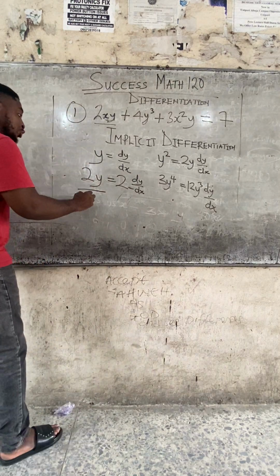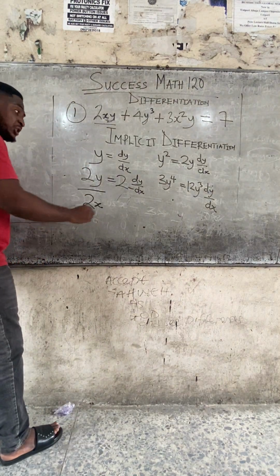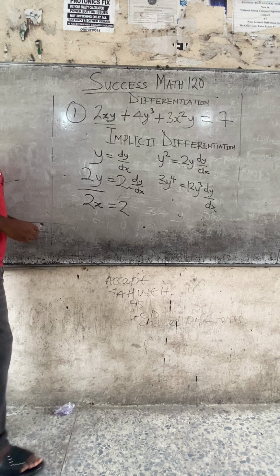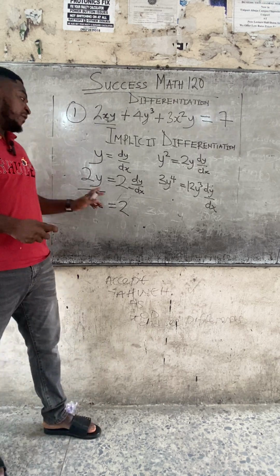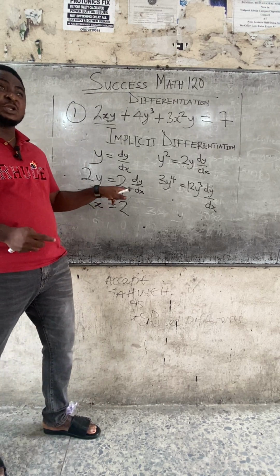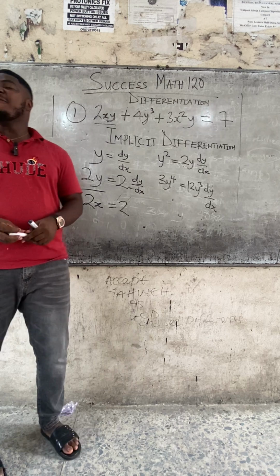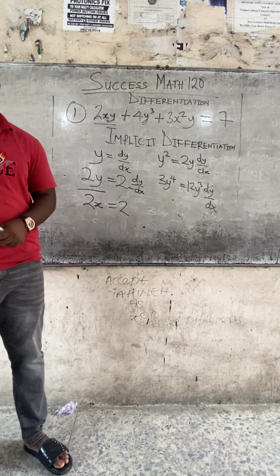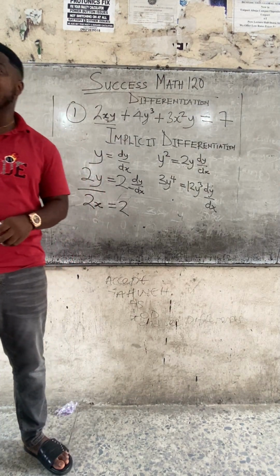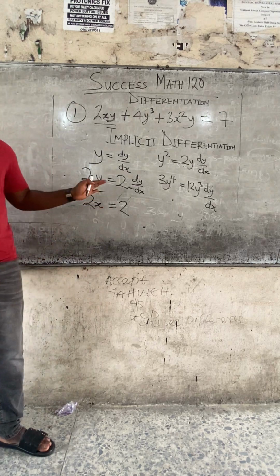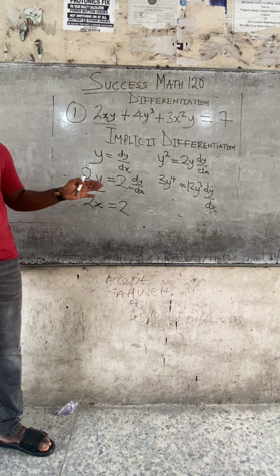Class, if this was 2x, what would have been the differentiation of 2x? Is it not 2? Class, differentiate 2x, you have 2. But differentiate 2y, you also have 2, but at the end of it, you put dy dx. Class, for every y component to differentiate during differentiation, always include dy dx.